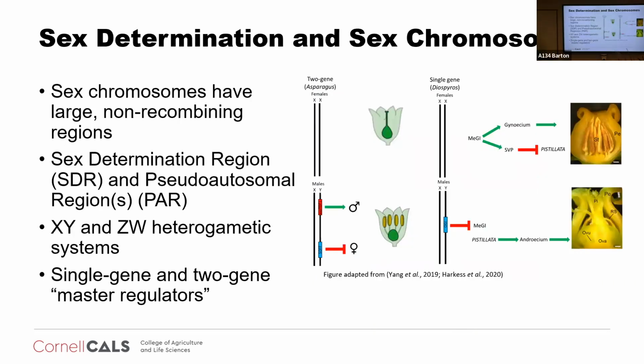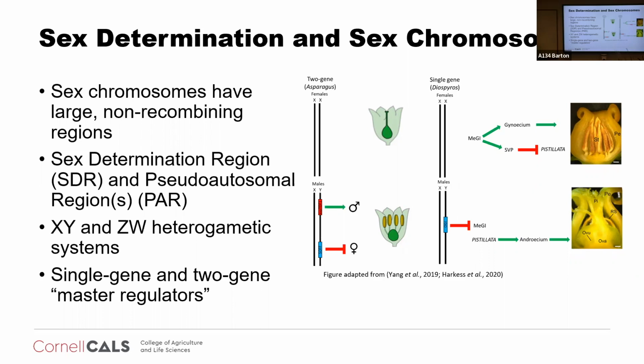Now, getting into sex determination and sex chromosomes, which is where my research focuses. Sex chromosomes are characterized by these large non-recombining regions, called sex determination regions, or SDR. I'll say SDR in this talk, and that's what I'm referring to, that large region where we don't see recombination. One of the challenges is these sex determination regions can contain hundreds of genes. In the case of Salix purpurea, there are 488 annotated genes on the chromosome 15W SDR.